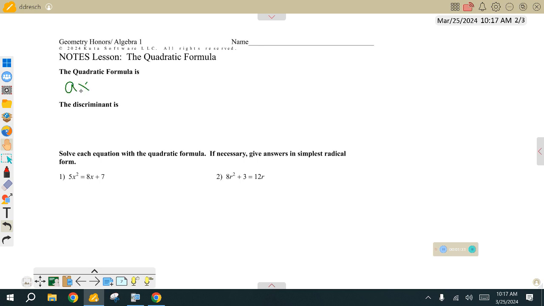First thing is, though, you always got to make sure you are in our good old standard form. If you're not in standard form, rearrange it, okay?